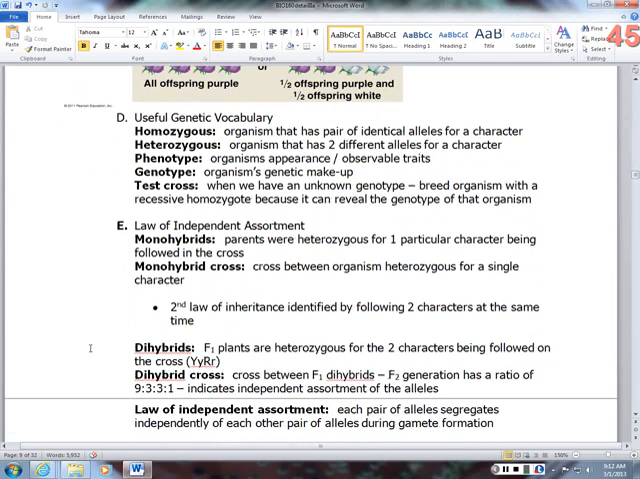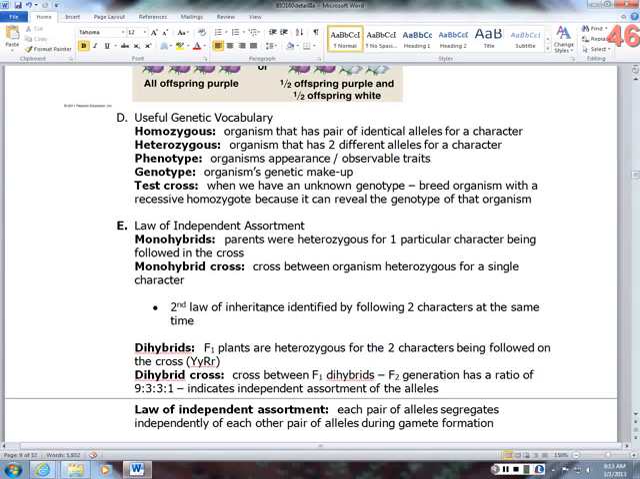So with the law of independent assortment in there, you're going to have your monohybrids where the parents are heterozygous for one particular character being followed in the cross. And the monohybrid cross is that cross between the heterozygous for a single character. So the parents themselves are called the monohybrids, and when you breed them, we call it a monohybrid cross. So the cross part is the breeding part in there.